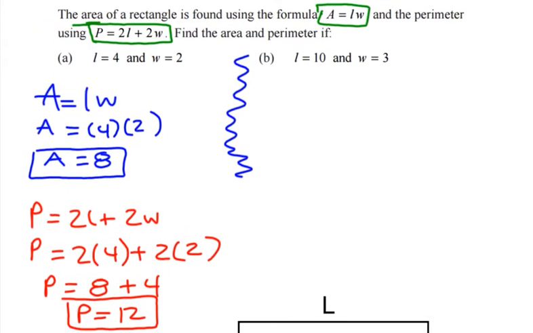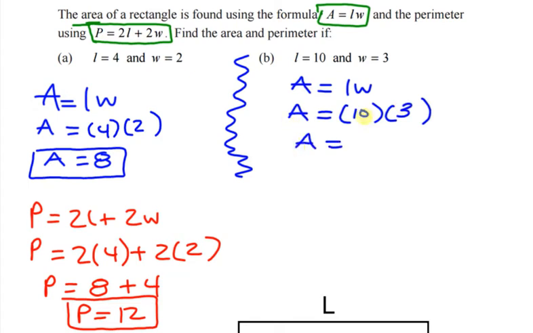Okay. Now, we're going to do the exact same thing as we did over here, except we're going to use these new numbers for L and W. So we're going to start with area. Area equals length times width. Area equals, instead of the L, we're going to do 10. And instead of the W, we're going to do 3. So area equals, what's 10 times 3? 30.